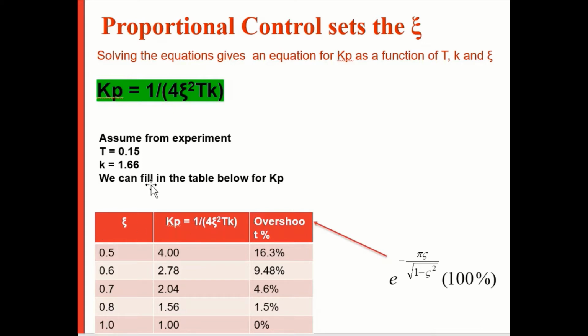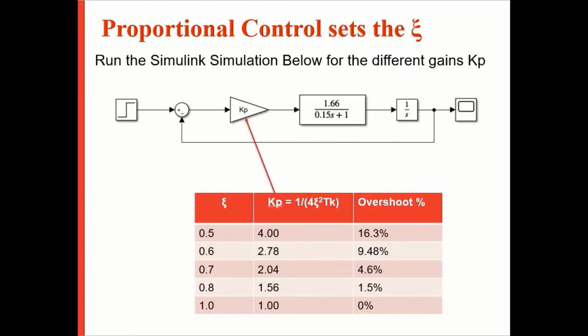So let's have this little table now, which tells me if I choose a Kp of 4, the damping ratio in the system will be 0.5, and we'll have approximately a 16% overshoot. If I chose my damping ratio as 0.7, I'd have a Kp of 2.04, and that would give me less overshoot at 4.6. So with this table now, I can look at the performance of the system by running simulations of the closed loop system with these different gains in. So here's my table. I'm now going to have a Simulink simulation set up like this. I'm going to put the Kp values in here and look at the system performance.